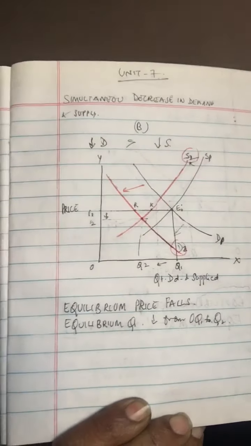So welcome to my class. We are doing the impact of simultaneous changes in demand and supply. In the last class, we talked about decrease in demand equal to decrease in supply. So what will be the impact? And in this class, I'm going to tell you what happens when decrease in demand is greater than decrease in supply. So we can see what happens to the equilibrium price and equilibrium quantity.